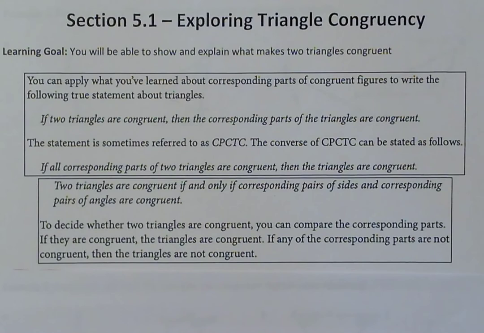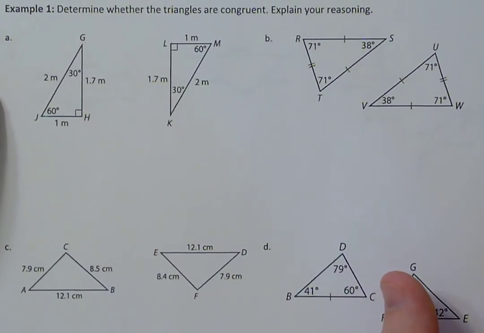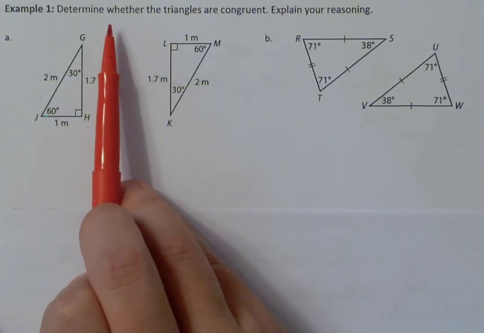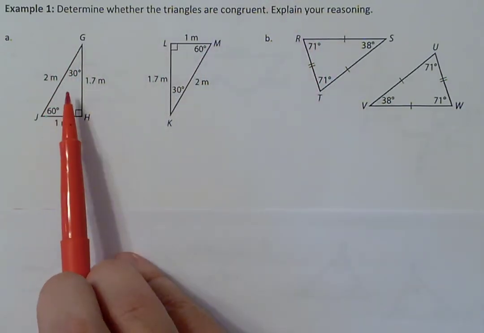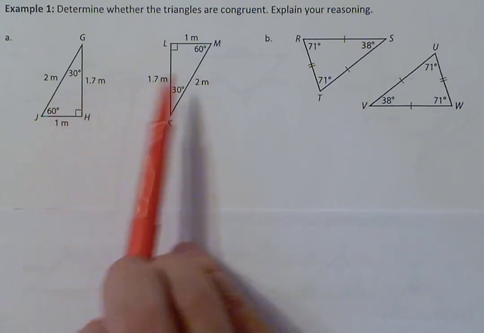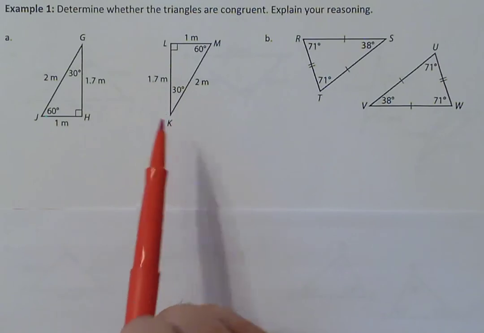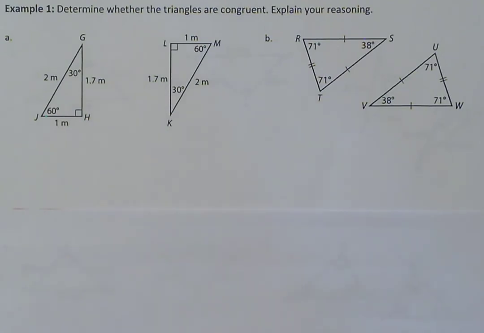Alright, so with all that out of the way and stated, let's go ahead and get into our first example and explore how we're going to do this today. So, let me move this on up, and let's take a look at example 1. Example 1 states, determine whether the triangles are congruent and explain your reasoning. So we need to go through and determine if the triangles in part A are congruent to each other. So we have triangle GJH and KLM. We have to determine if these are in fact congruent.